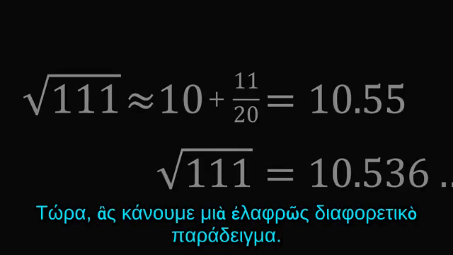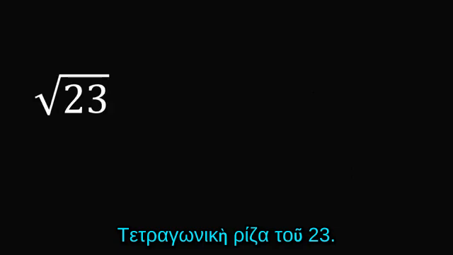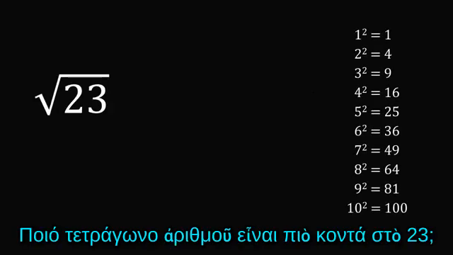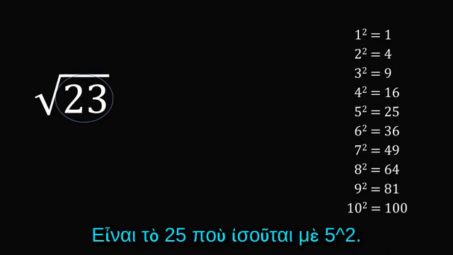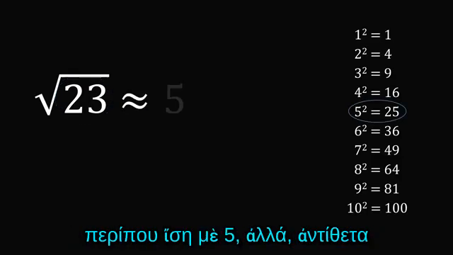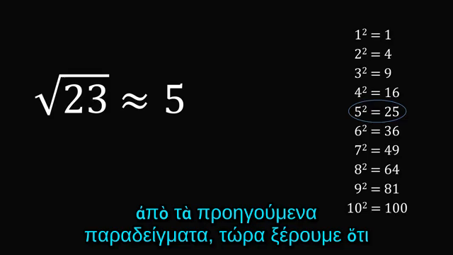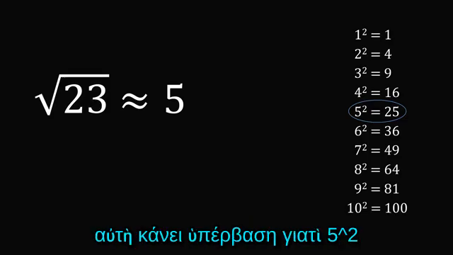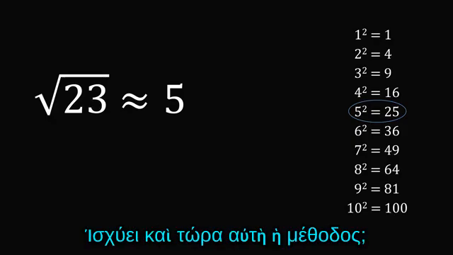Now let's do a slightly different example in the square root of 23. What square number is closest to 23? This will be 25, which equals 5 squared. So the square root of 23 is approximately equal to 5. But unlike the previous examples, we know that this is too large of an estimate because 5 squared is equal to 25. Will this method still work?